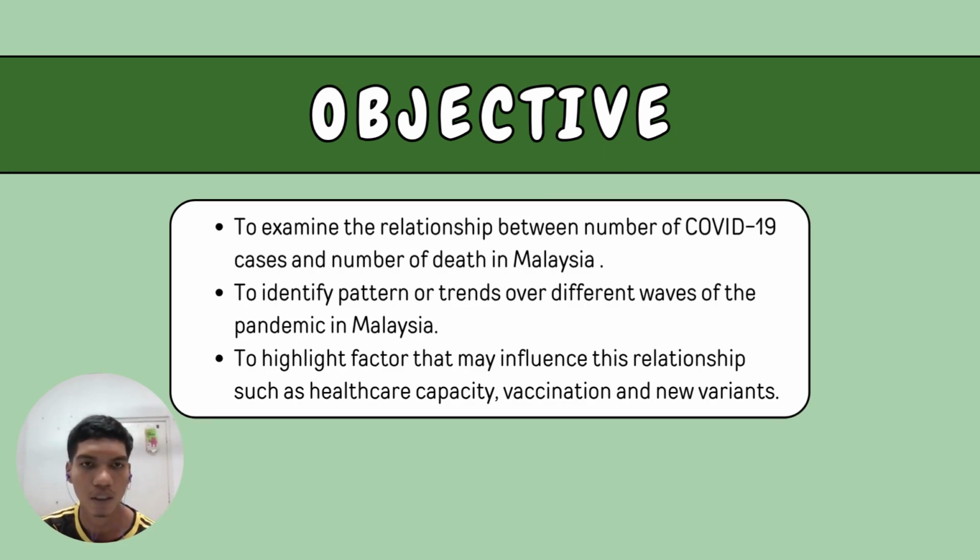Our objective is to examine the relationship between the number of COVID-19 cases and the number of deaths in Malaysia. After that, our objective is to identify patterns or trends over different waves of the pandemic in Malaysia. Lastly, our objective is to highlight factors that may influence the relationship, such as healthcare capacity, vaccination and new variants.